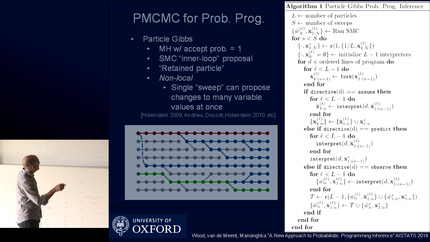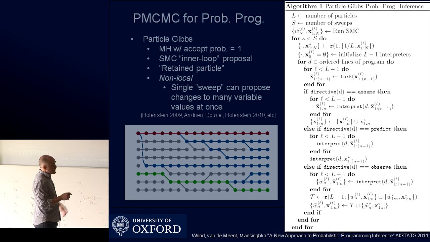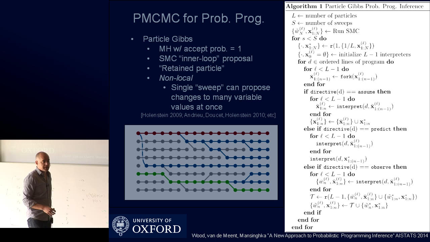If it's a predict, it's really easy, right? For basically all of the particles in our set, all of the interpreter memory states, we just interpret that line of the code straight away, and that will emit some output.